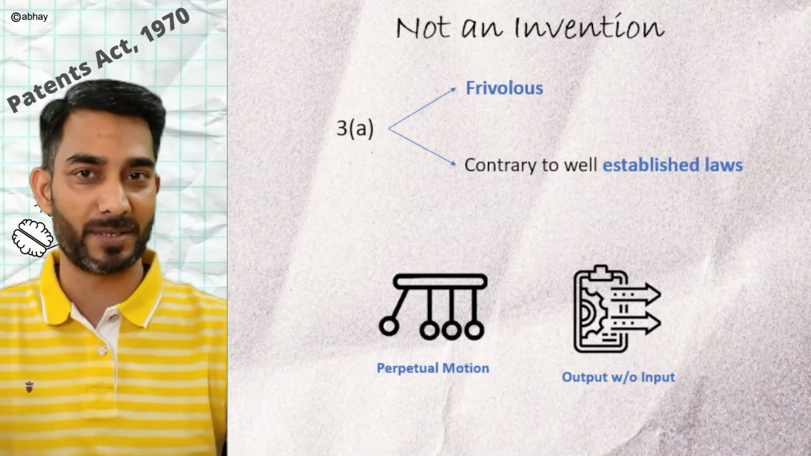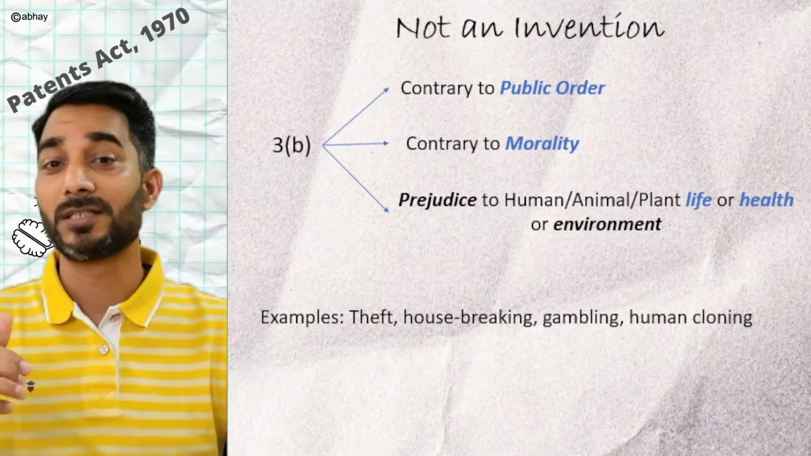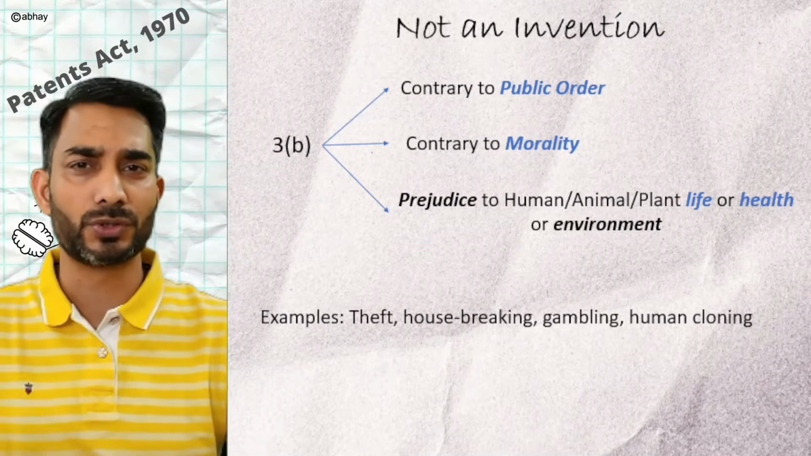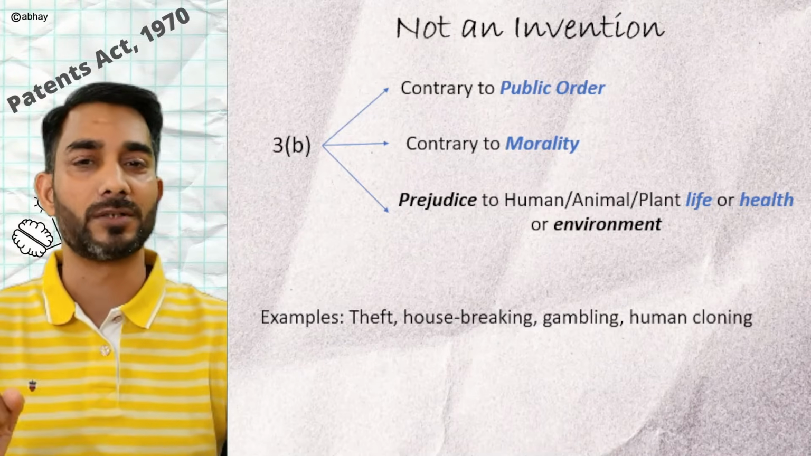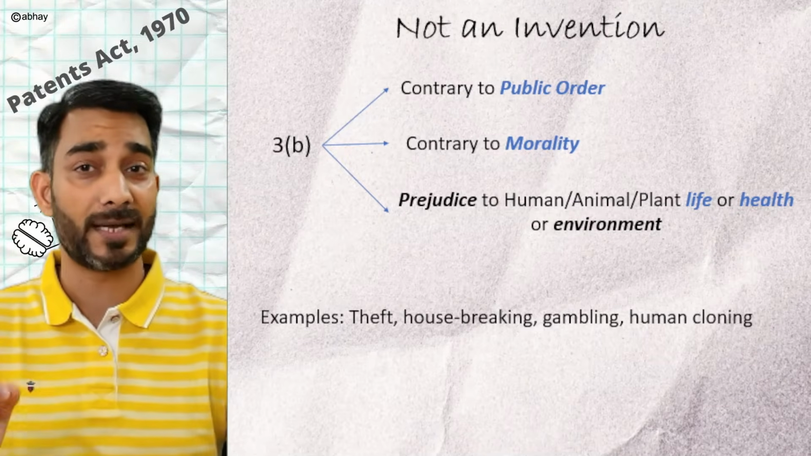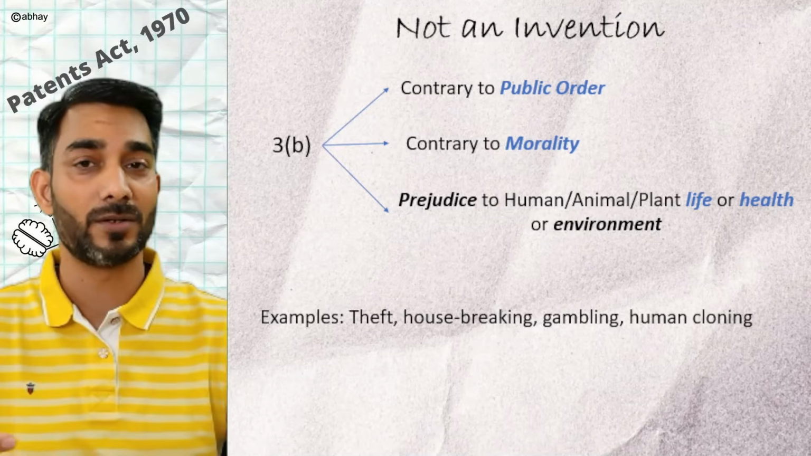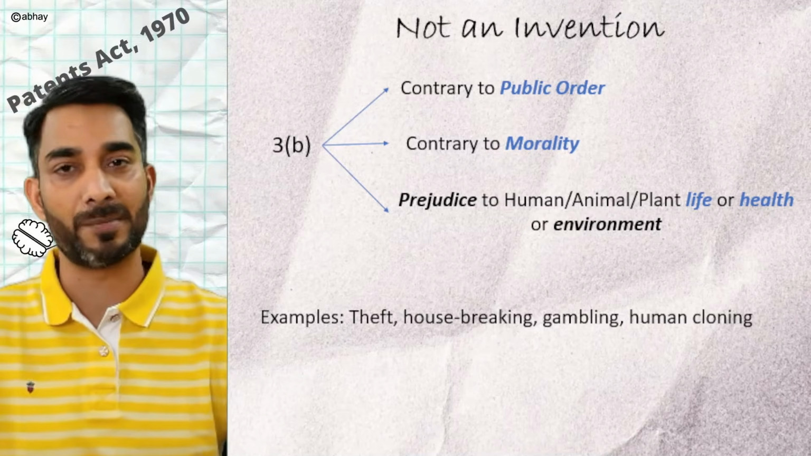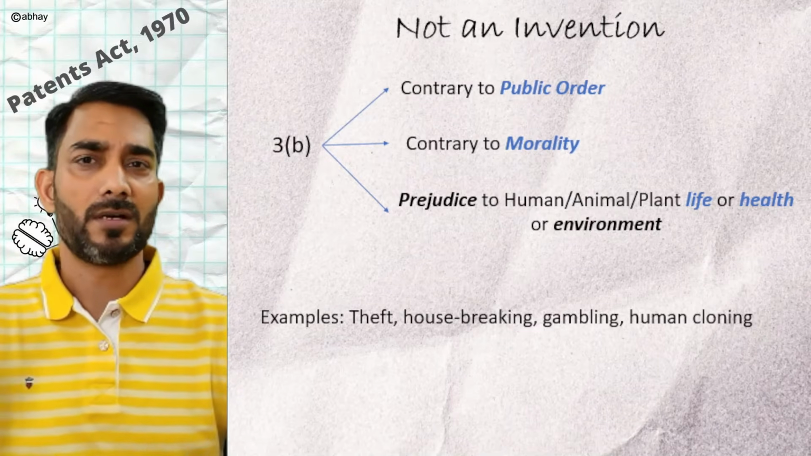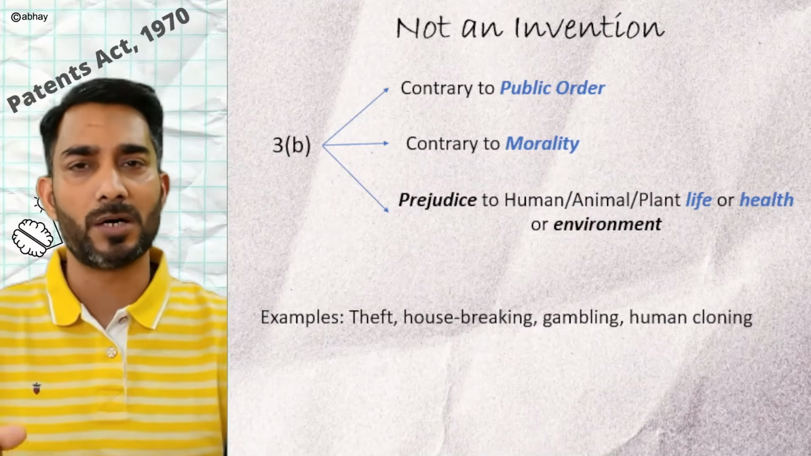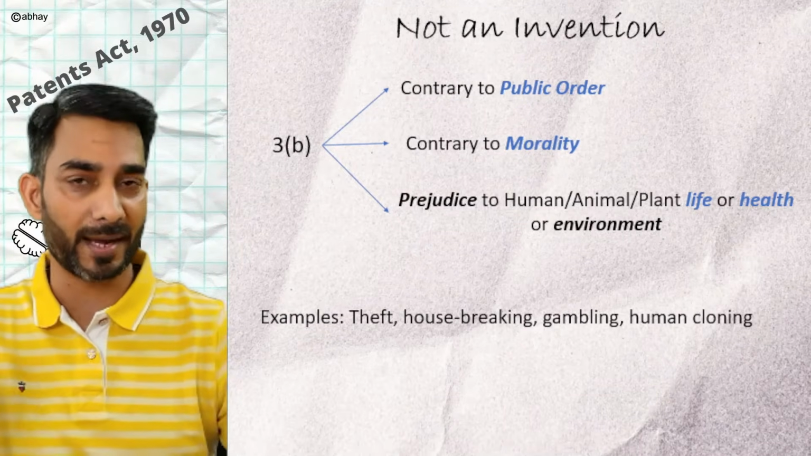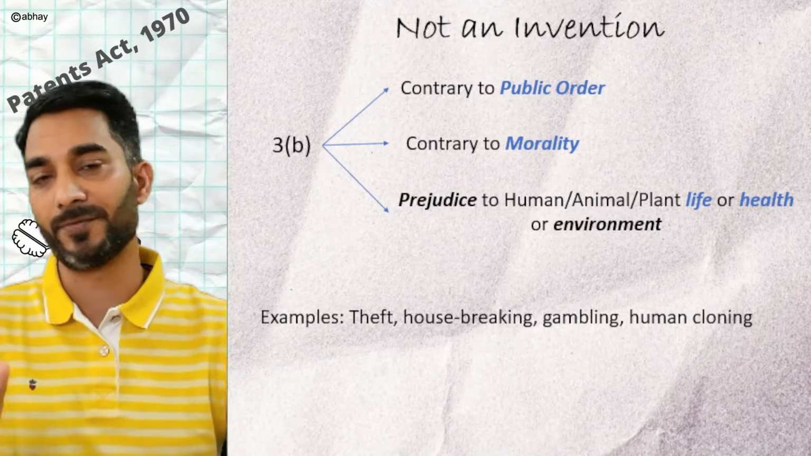Let's move on to the next alphabet, B, Section 3B. Section 3B states that any invention whose primary purpose or intended use will be contrary to public order or contrary to morality or will cause serious prejudice to human, animal, plant life and health or serious harm to the environment will not be considered as invention. What are the examples? Method for breaking into a house, method of gambling, or method of human cloning are few examples given by the Act, which are not considered as invention.